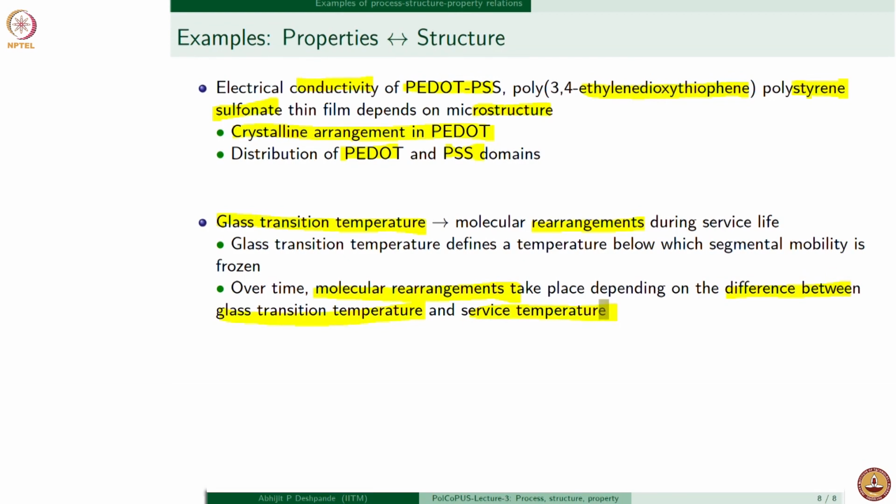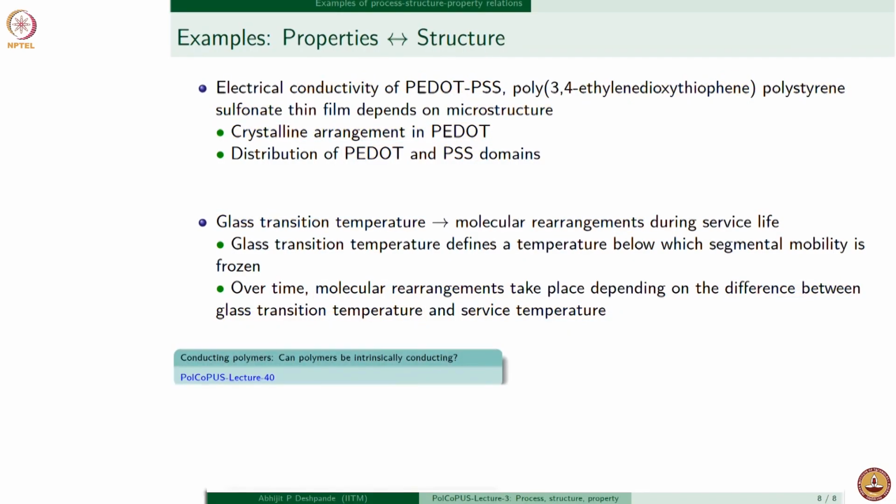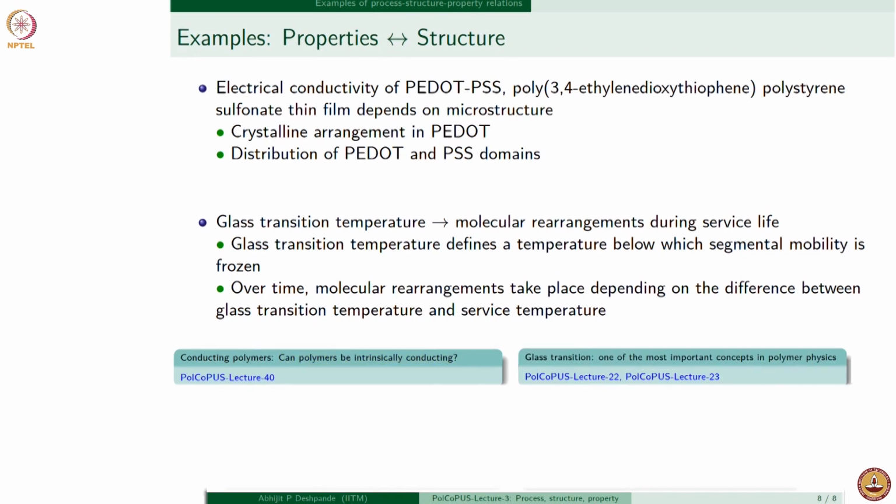So through this, what we have seen is possibility of important correlations between processing, structure and properties in these polymeric materials. Just to remind you that conducting polymers we will look at in a separate lecture, where we will see is it possible to get conductivity? Rather than adding a conducting material into it, can I have polymers which are intrinsically conducting? And sure enough, we'll see those later. And of course, glass transition is a very important property in polymers. And we will devote a couple of lectures discussing it in much more detail.